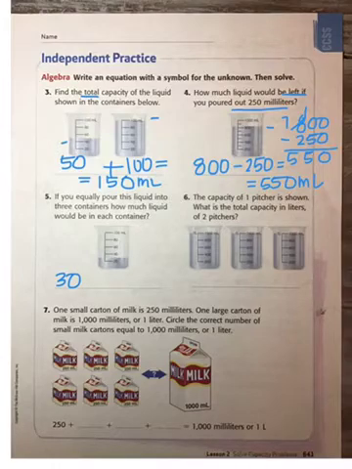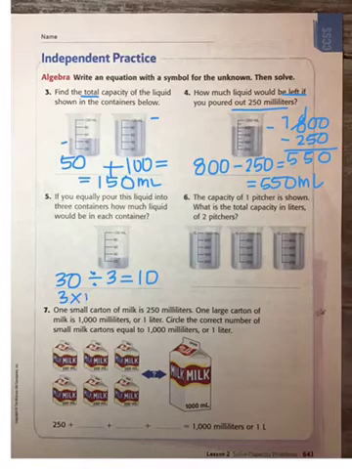If you pour this liquid into 3 containers equally, so if I'm pouring something in equally, that tells me I'm going to divide. In this case, I'm going to divide by 3. If I had 3 containers and I have 30 milliliters to share in each container, I'm going to divide 30 by 3, and I'm going to get 10, because remember, 3 times 10 equals 30. That means 30 divided by 3 is going to be 10.